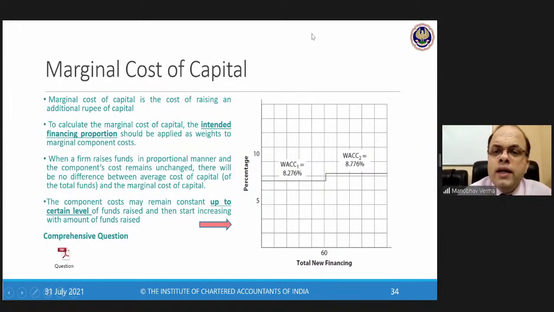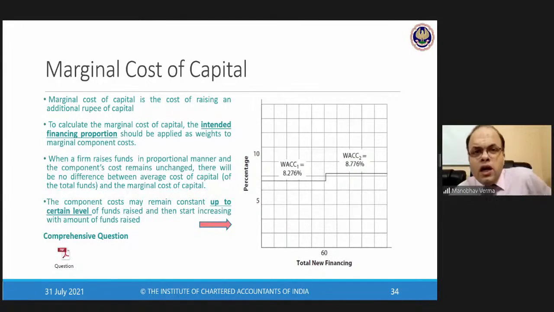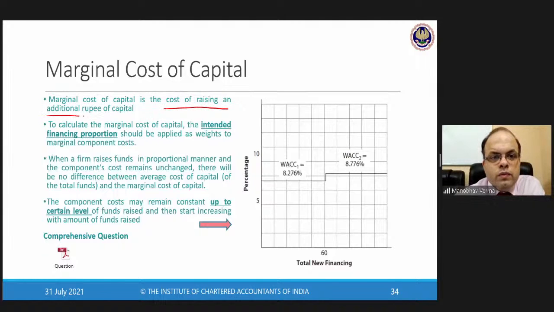Now we're talking about yet another concept. It's a very important one: marginal cost of capital. Now, marginal means additional, right? So when we look at marginal cost, we are looking at the cost of raising an additional rupee, guys. Now, we discussed on Thursday that not every earning which an organization makes is distributed as a dividend, but rather some of the earnings get reinvested.